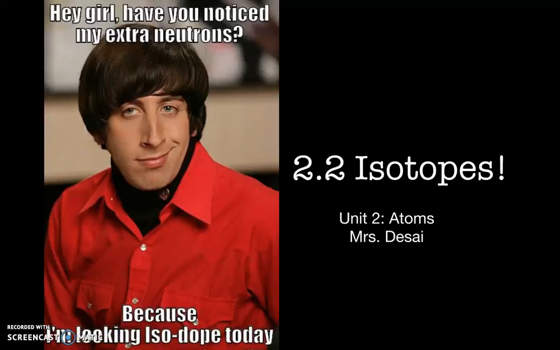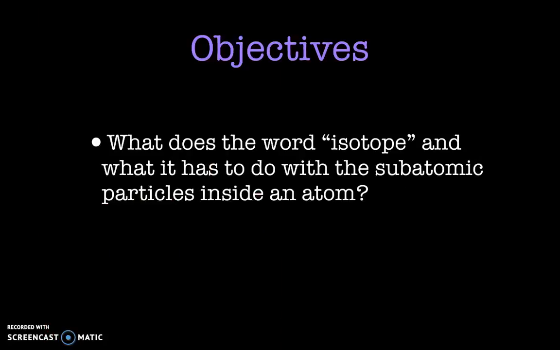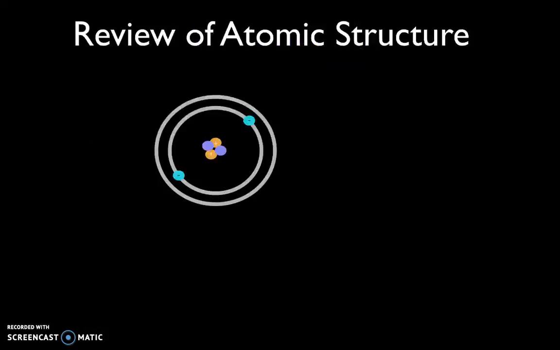This is the 2.2 video on isotopes. The main objectives for this video are to figure out what the word isotope means and how it relates to the subatomic particles that are inside an atom. So let's start by reviewing the atomic structure that we talked about in our last video.